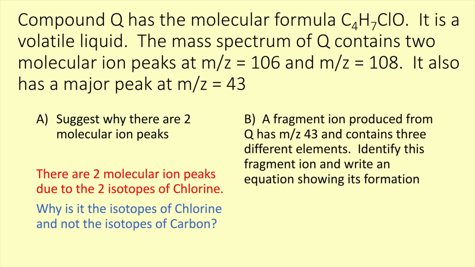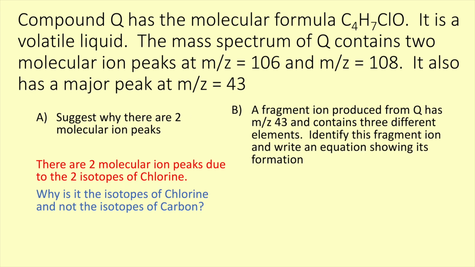Looking now at part B, just a reminder, the fragment ion produced from Q has m/z 43 and contains 3 different elements. Identify this fragment ion and write an equation showing its formation. The first thing we want to look at is the elements that we have in that molecular formula: carbon, hydrogen, chlorine and oxygen, and what their masses are. Carbon is 12, hydrogen is 1, chlorine is 35, and oxygen is 16.